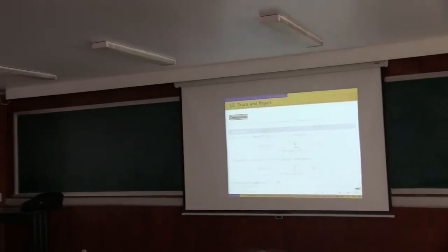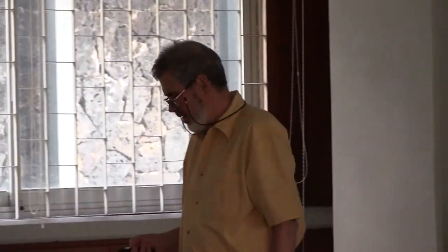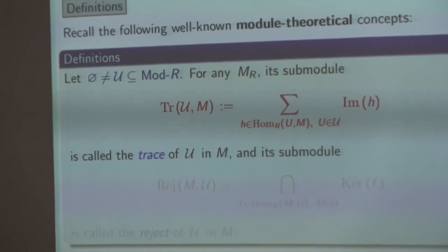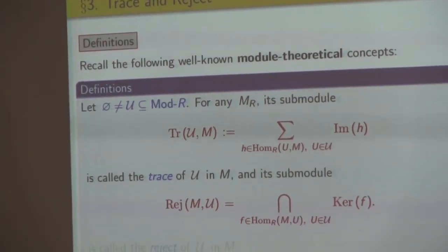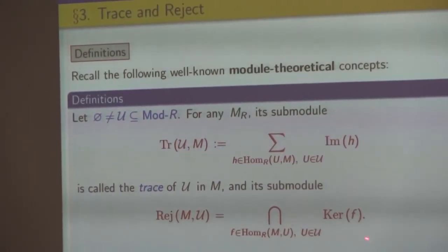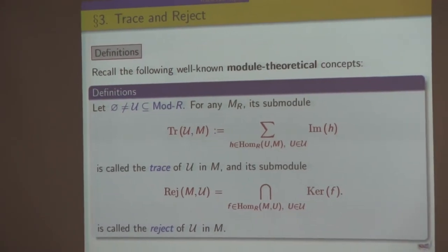Now we are making progress, we are approaching the part of our talk, trace and reject. The module theorists know exactly what this is. It appeared for the first time very systematically in the Anderson and Fuller book. If we have a class of modules, for any module M, we define the trace of U in M as the sum of all images of homomorphisms from U to M, over all running homomorphisms. It's called the trace of U in M. And the submodule reject is the intersection of the kernels. Here we have the sum of images, and here the intersection of kernels. These are for modules.